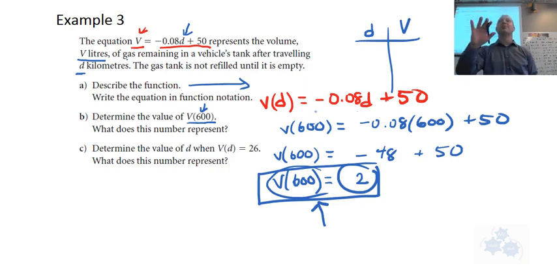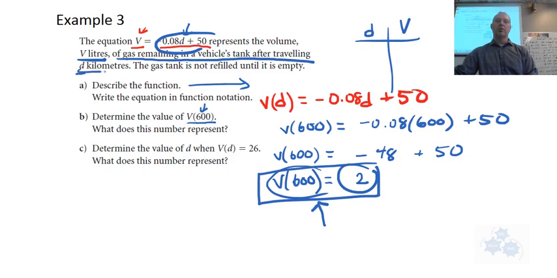This is why I need you guys to pay attention back there. This is very, very important, especially for you international students. This whole function represents V liters, the gas remaining in a vehicle's tank after you've driven a certain distance. So what this means is that after 600 kilometers, the car should have 2 liters of fuel remaining. That's what it means.